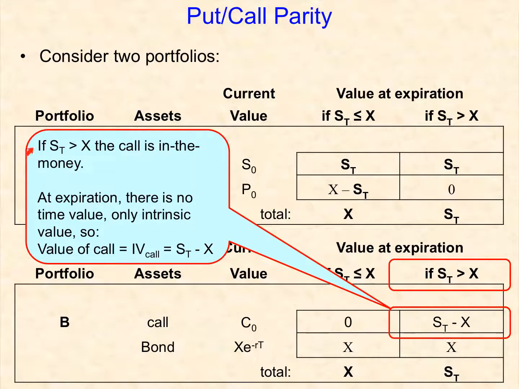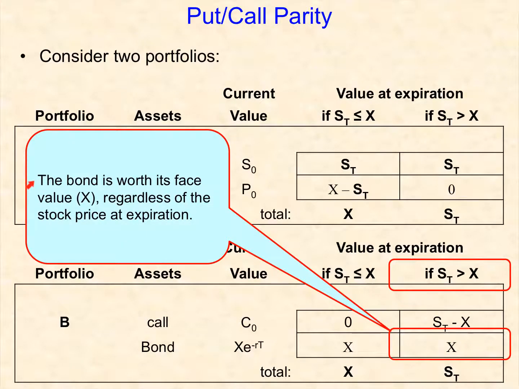If the stock price is greater than the exercise price, we know the call option is in the money. At expiration, call options have no time value, only intrinsic value, and so the value of the call must be its intrinsic value, which is the ending stock price minus the exercise price. So again, we're looking at the call, its value at expiration when the stock price is above X. Our call option is worth its intrinsic value, S sub t minus X.